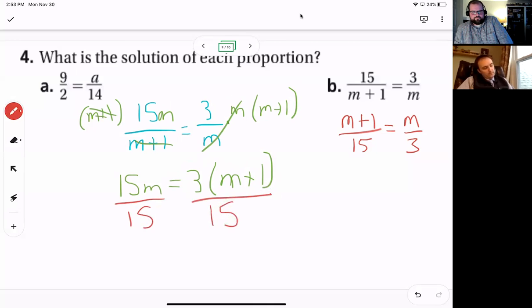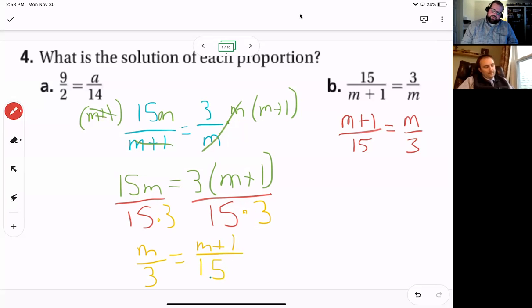And divide by 3 also. So I wind up with m over 3, and then m plus 1 over 15. I like it. Sweet.